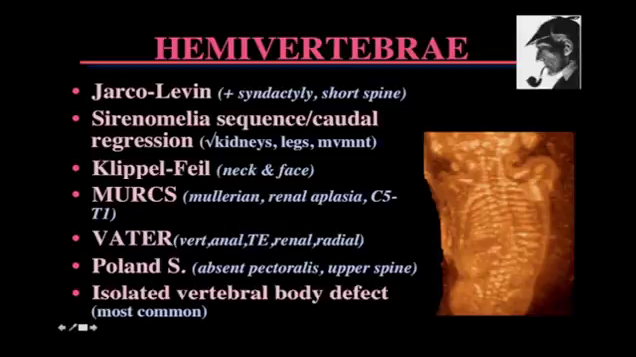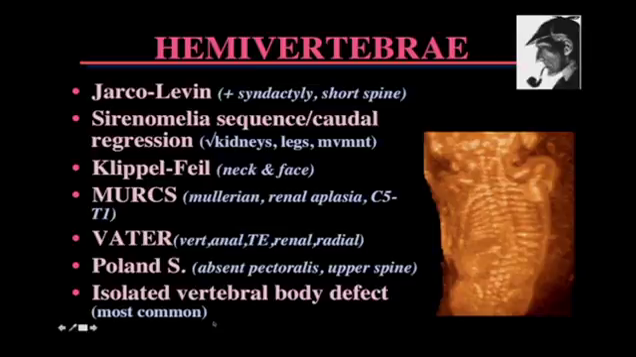Klippel-Feil is a syndrome where you have mostly neck abnormalities, so you have vertebral abnormalities that deal with the head and neck. Mayer-Rokitansky association, you have Mullerian duct abnormalities, including renal anomalies, and you also have vertebral body abnormalities, again, of the neck in particular. We talked about VACTERL. Poland syndrome is, again, the upper spine, not the lower spine.